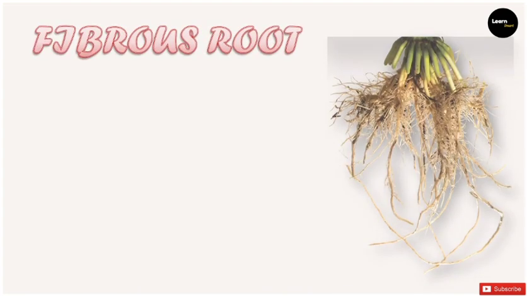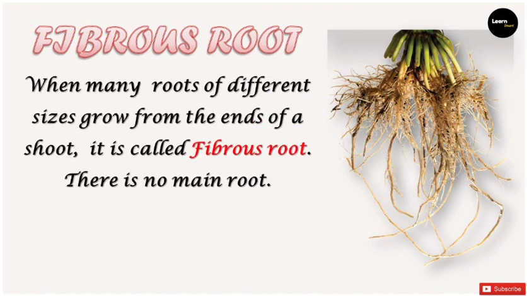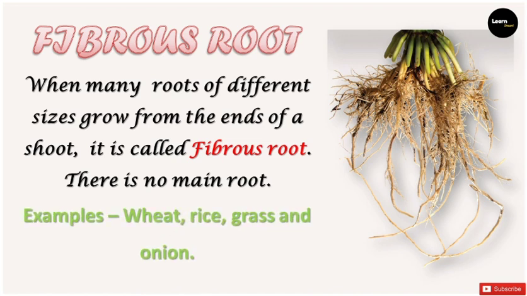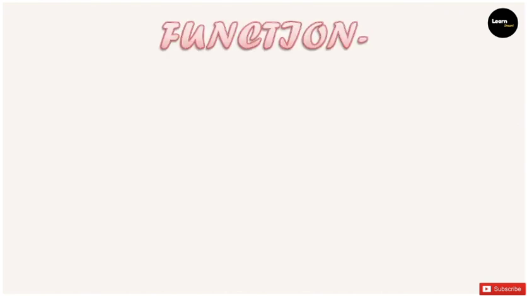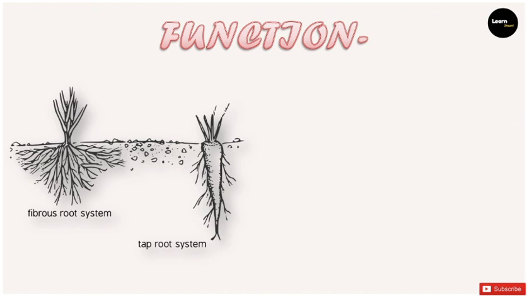Fibrous root. See this picture carefully. When many roots of different sizes grow from the ends of a shoot, it is called fibrous root. There is no main root. Examples: wheat, rice, grass and onion. Now discuss the function of the fibrous root system and taproot system.